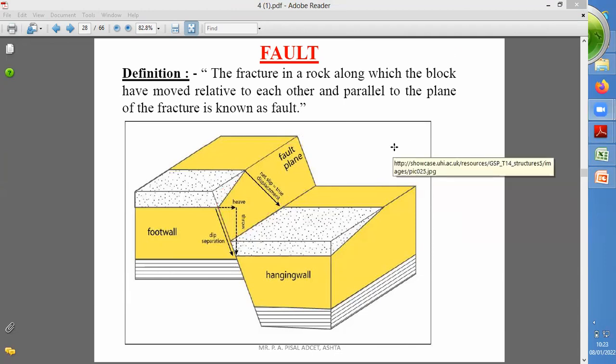Now, in the initial stage of the fold, we have discussed the different parts of the fold, like fold axis, fold plane, then core, crest, trough, hinge, etc. that we have discussed in the fold. Likewise, here in the fault, different parts are there for that fault, and those parts we have to discuss now. Those are also considered as terms used in the fault.